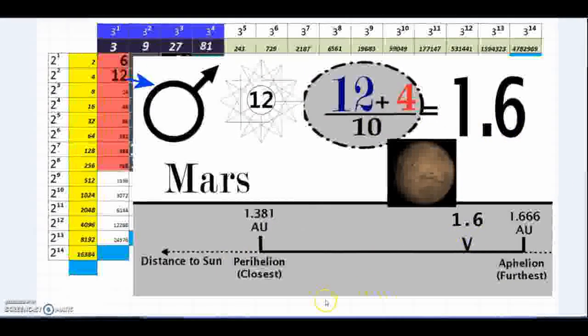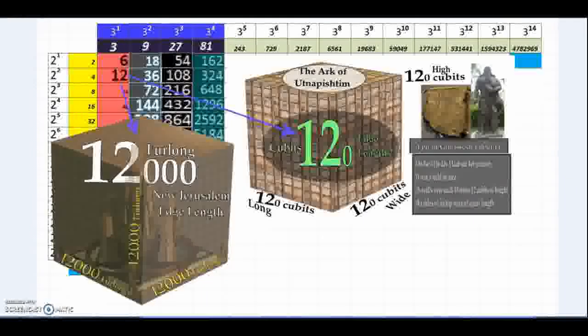Again, describing where Mars should be. Again, 12. So New Jerusalem is 12,000 furlongs high, wide, and deep, according to the King James Version. Older versions will say stadia. And the Ark of Utnapishtim, which is the flood story, that's 120 cubits high, wide, and deep.